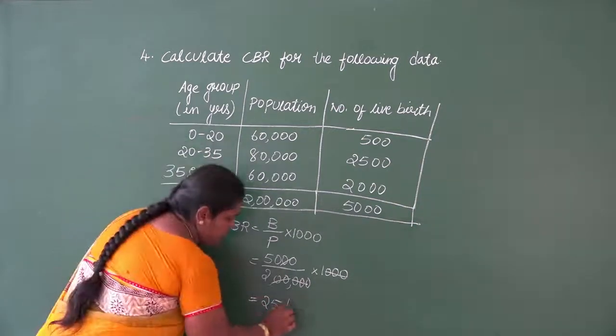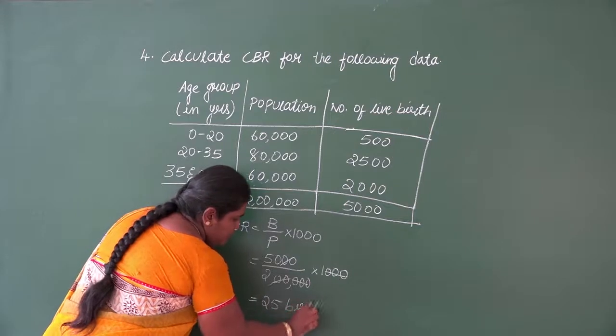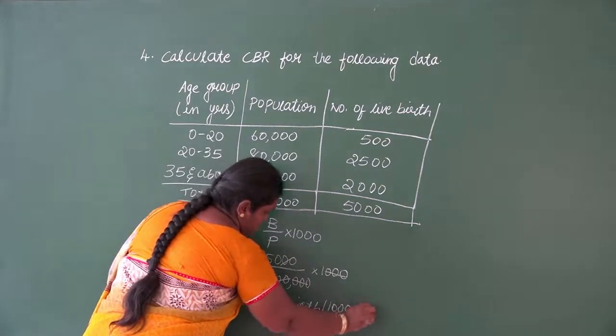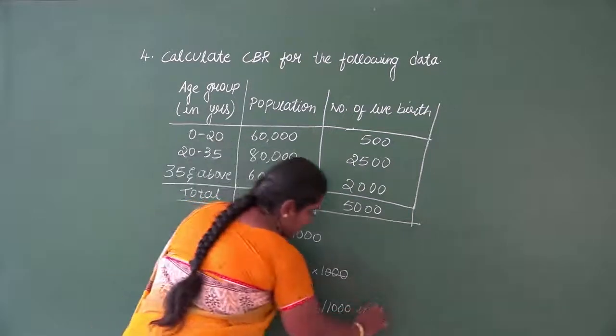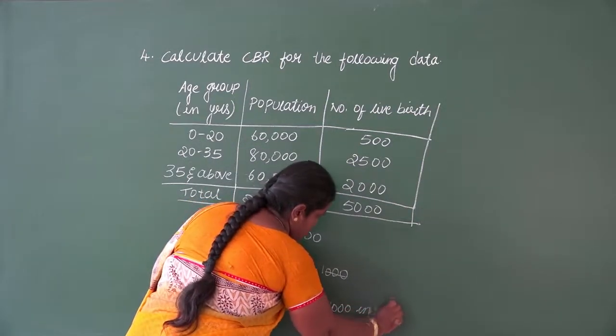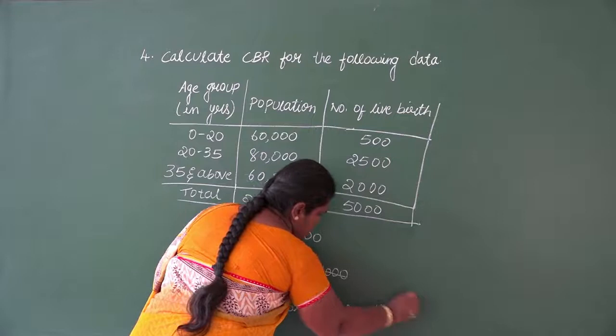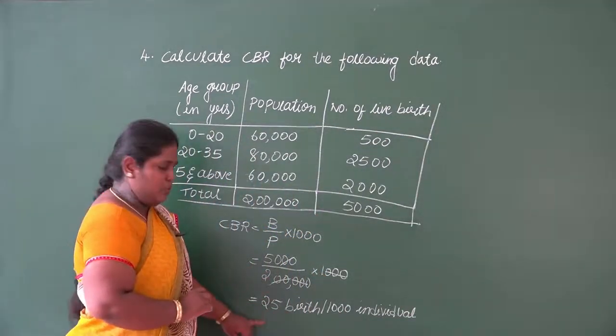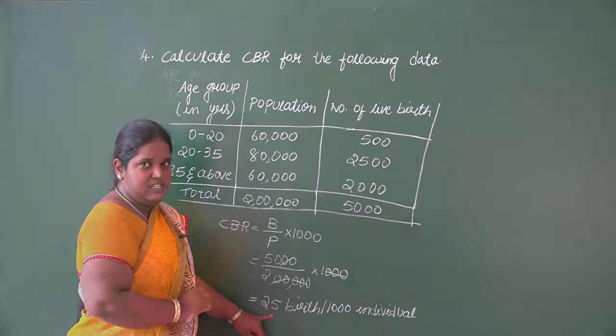So there will be 25 births per 1000 individuals. So you can just write 25. It is enough. You need not mention this birth per 1000 individuals. So if you know it, you can mention. Otherwise, just leave it as 25 itself.